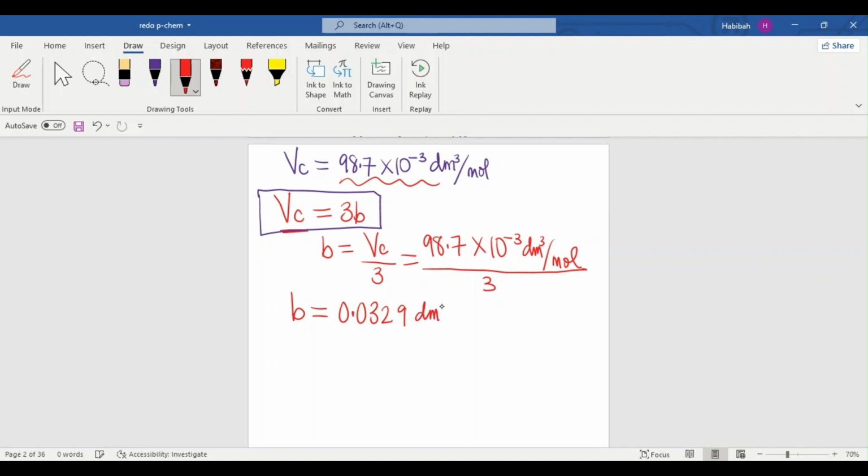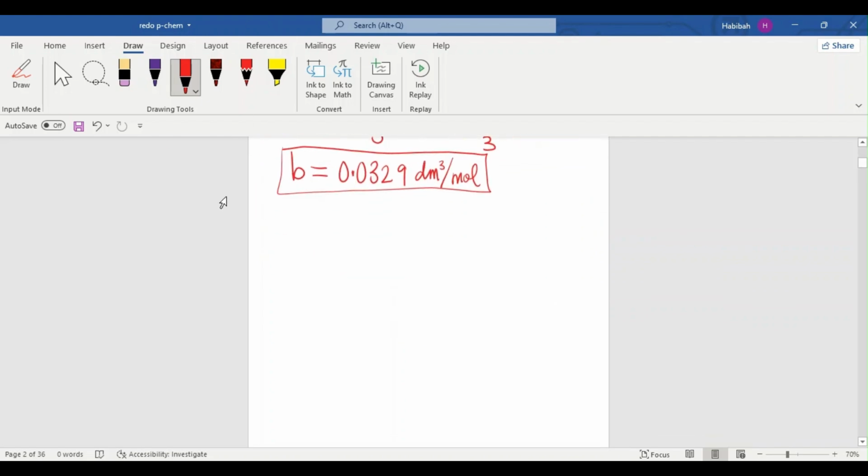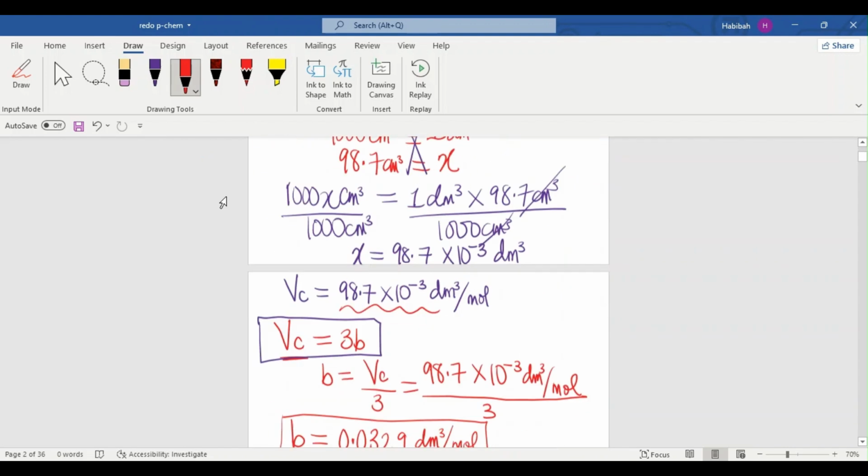0.0329 decimeter cube per mole. And this is basically the answer for B. So we've successfully found one of the parameters. Now that we know the value for B, we can go on to solve the value for A.